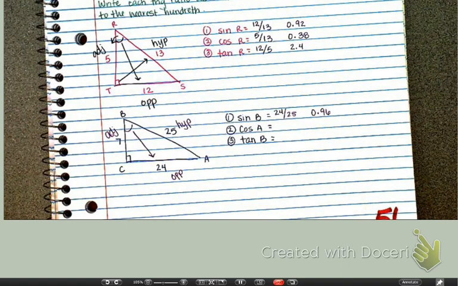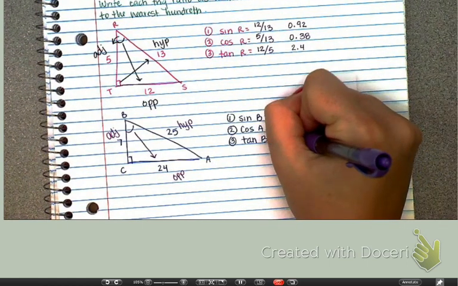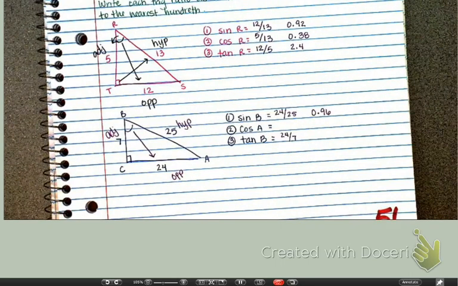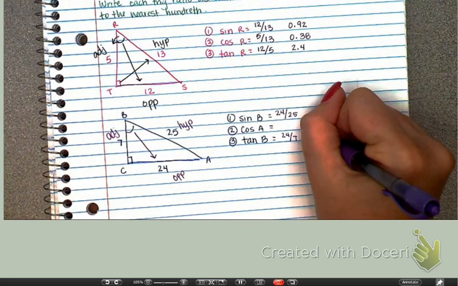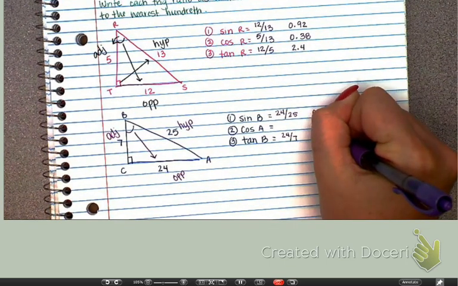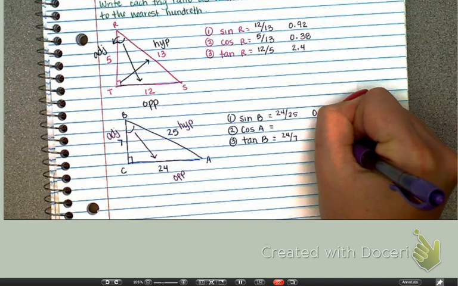What other one can I do without changing anything? The tangent of B. Tangent is opposite over adjacent. So opposite is 24. Adjacent is 7. Can I reduce that at all? No. So as a decimal, it's 3.43.